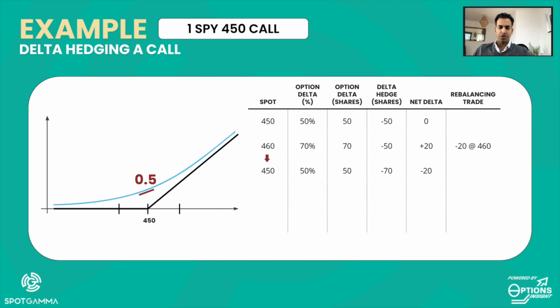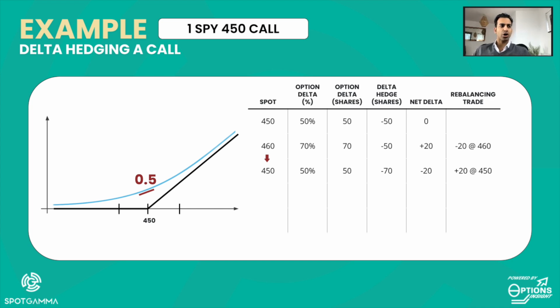So what do we need to do? We need to buy back those short 20 shares that we have become through the movement in the market. So the next rebalancing trade would be to buy 20 shares. And so you can see our delta hedge goes from minus 70 plus 20, it goes back to minus 50. That is our new delta hedge position.